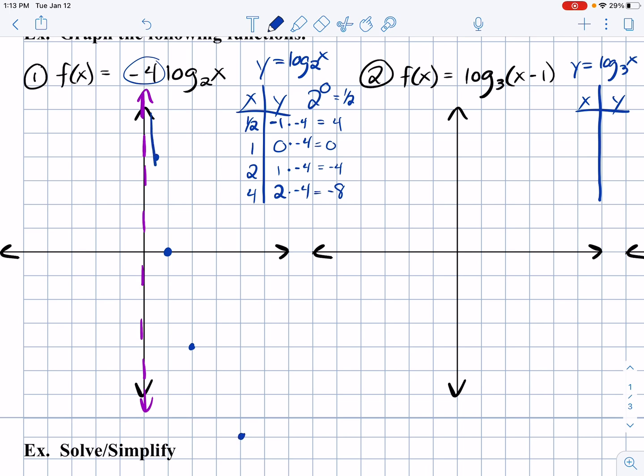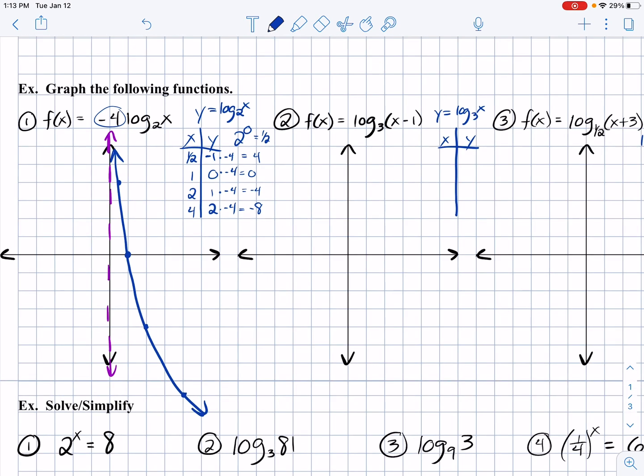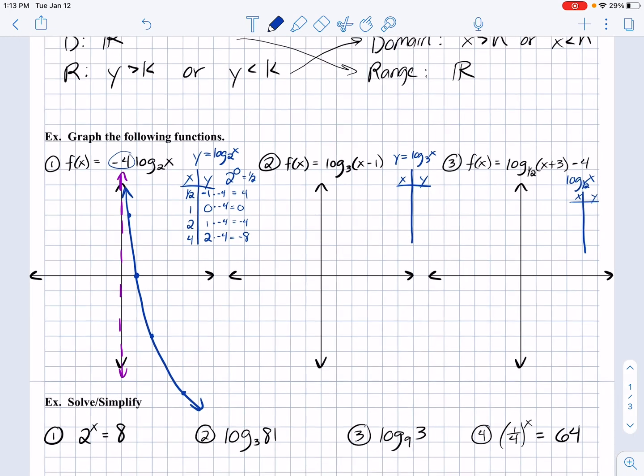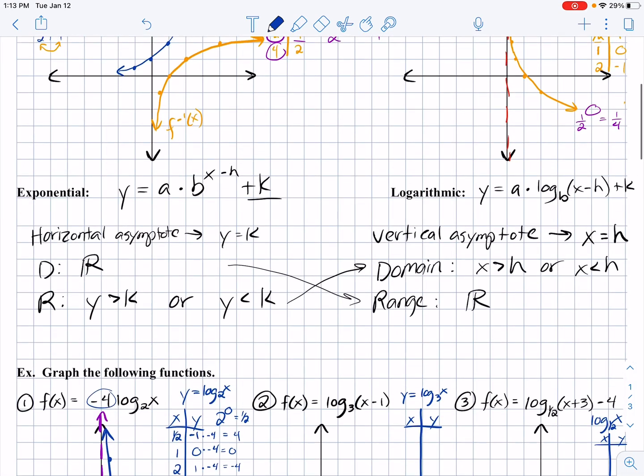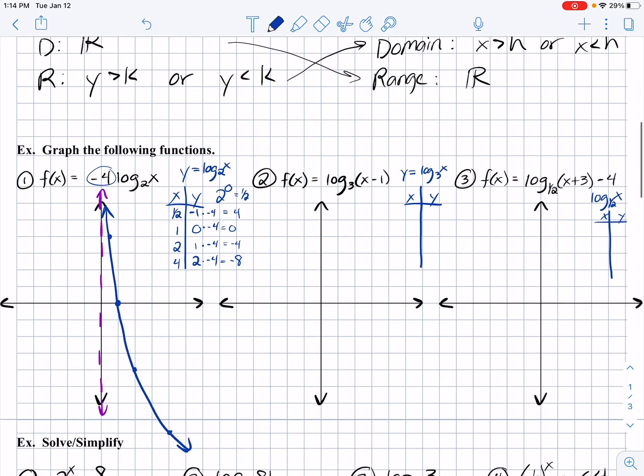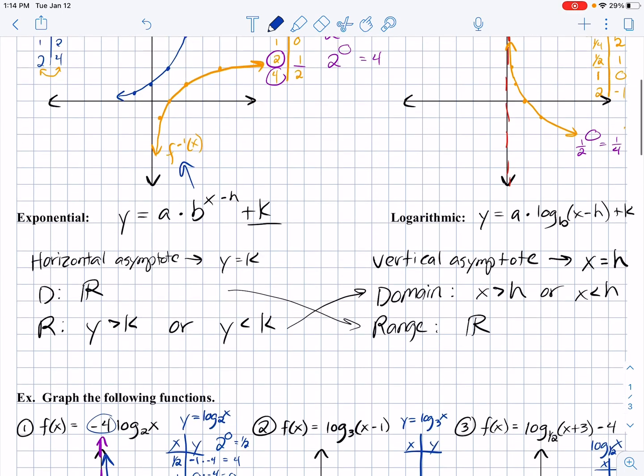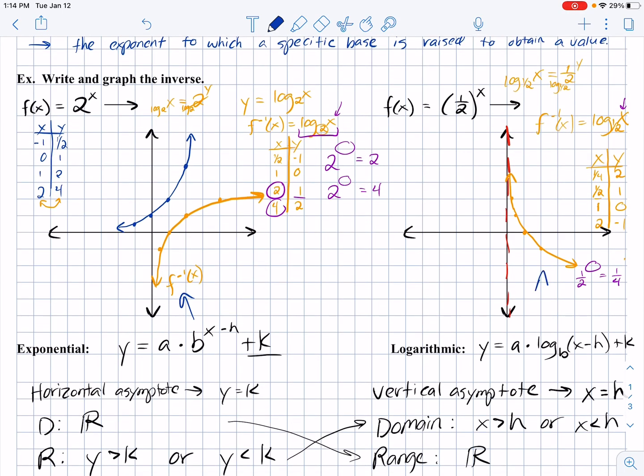So this function looks like this. All right. Pretty steep because of that 4 in front. Just making sure I'm at the 8 units. And reflected over the x-axis. So normally a base 2 would look like this, but because we reflected over the x, it's now turning down, similar to what we had right here.